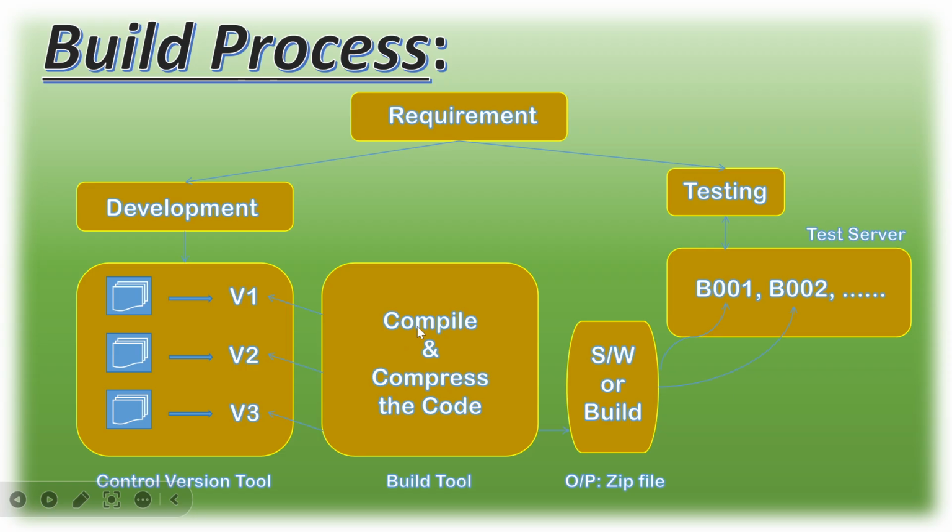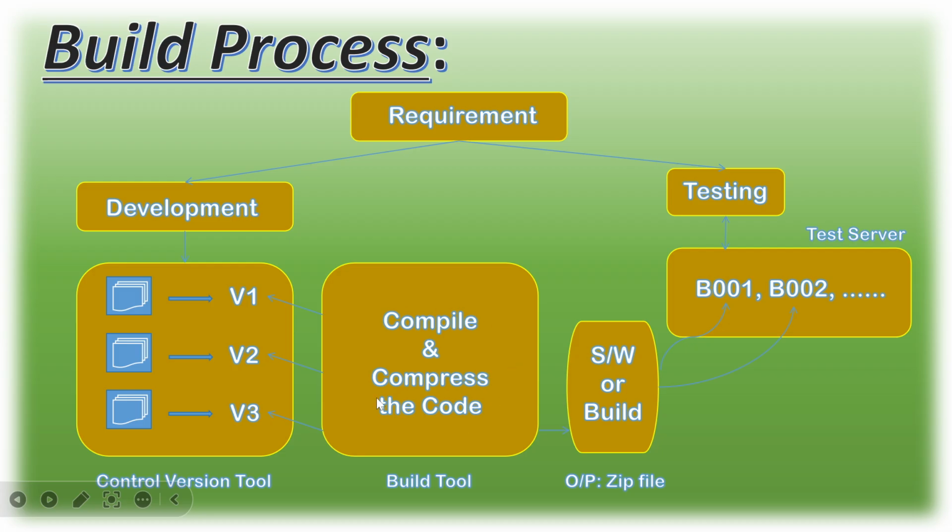Okay. But here, this is the build tool. Okay. And this can be accessed by the build team. So how will the build team work? The build team will access version 1 and they will compile and compress the code. All right. Once this process is done, this process approximately takes around 4 to 5 hours.